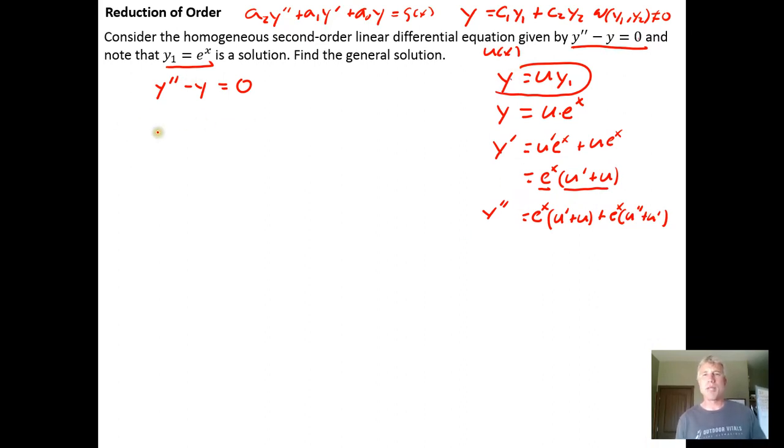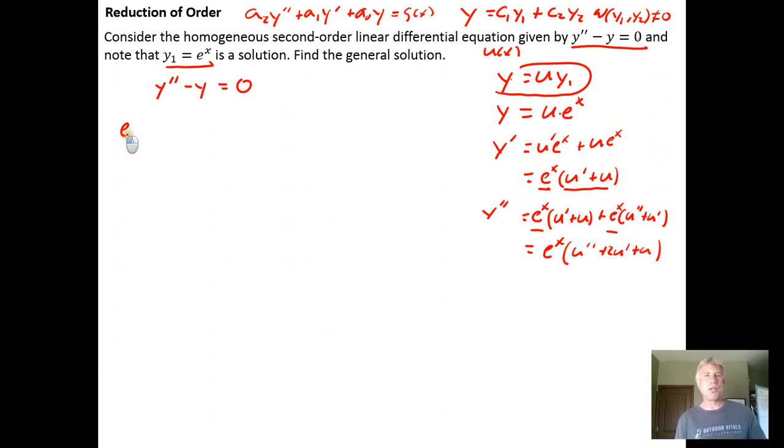So when we plug in y double prime, let's simplify this a hair first. This is e to the x. I can factor that off both terms. So I'm going to get u double prime, and then I'm going to get u prime plus u prime. There's two u primes sitting in there, and I'm going to be plus a single u.